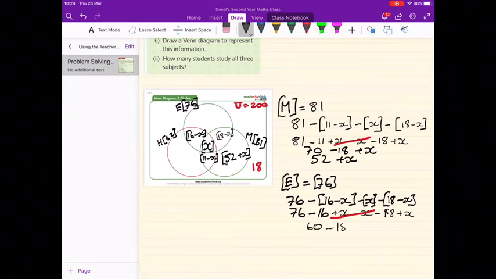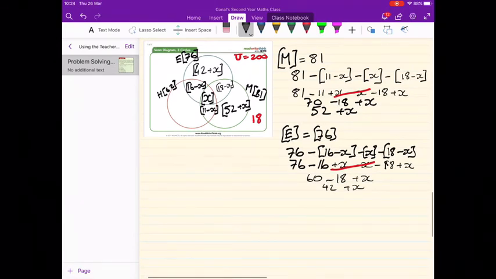Then we have a plus X minus an X, well, they'll cancel each other out. Then we have minus 18 plus X. So then we have 60, take away 18 is going to leave us with 42 plus X. So we have 42 plus X students that only study English. Now again, I just have to keep the square brackets around these because that means the cardinal number.